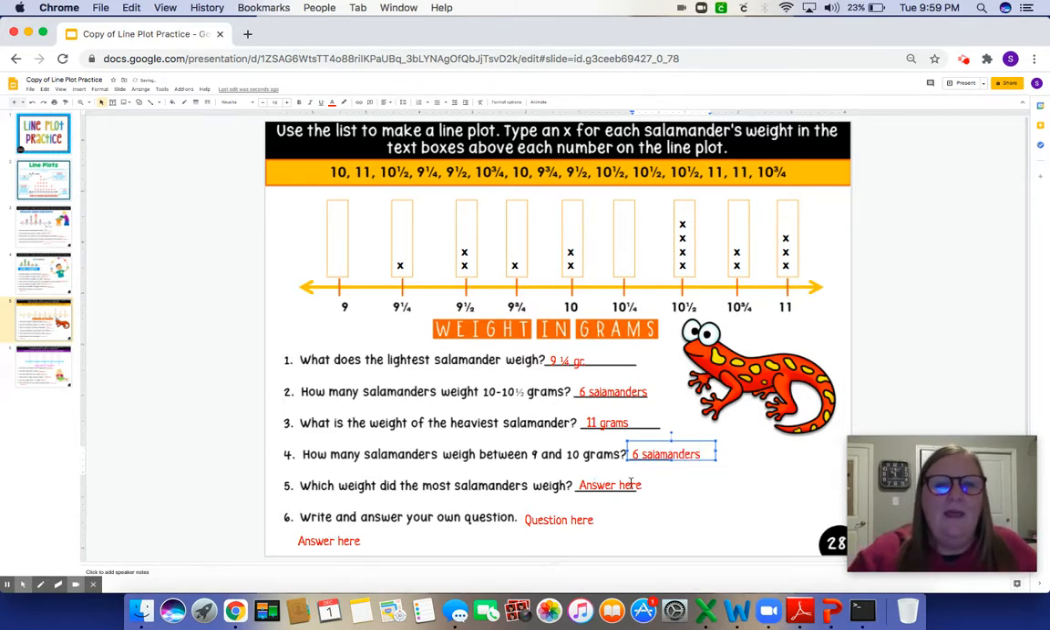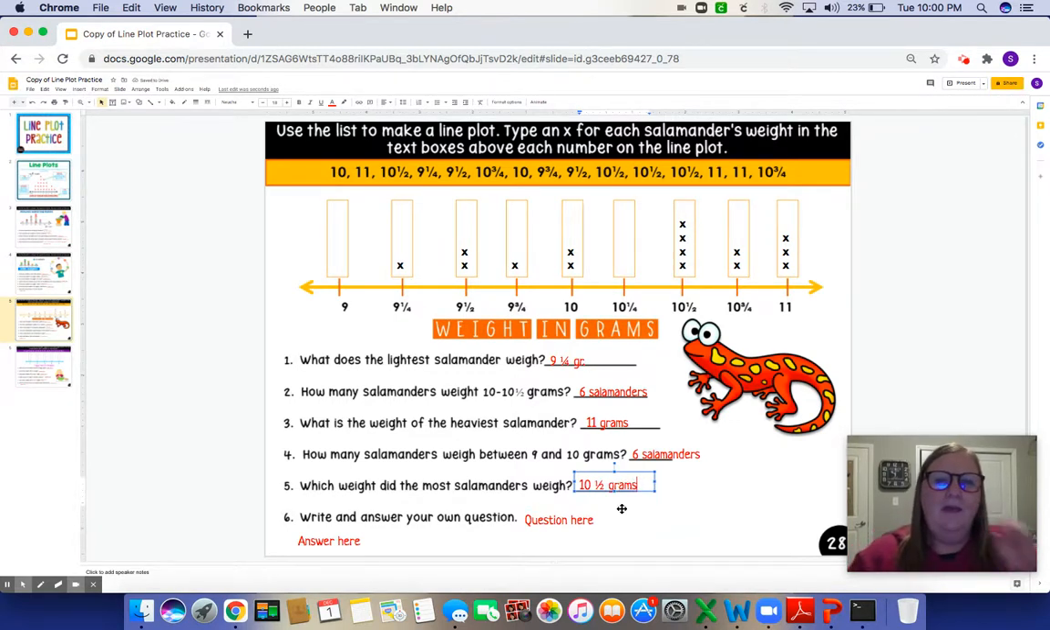Okay. And then number 5, which weight did the most salamanders weigh? So that means which weight up here has the most X's above it. So the most salamanders weighed, we have 2 X's, 2 X's, 1, 2, 3, 4 X's, 1, 2, 3 X's. So the most salamanders weighed 10 1/2 grams.